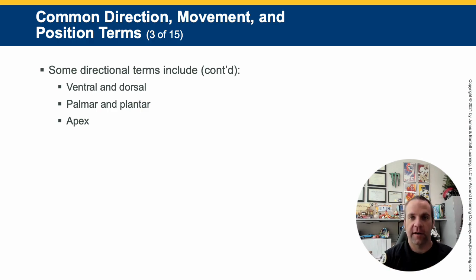Next, we have palmar and plantar. Palmar describes the front region of the hand, so the palm. And plantar is referring to the bottom of your foot, okay, the sole of your foot. So these terms are crucial when describing injuries to the hands and the feet. For example, you wouldn't say a patient has a wound on the bottom of the foot. Okay, you would document it as a laceration to the plantar surface of the right foot.